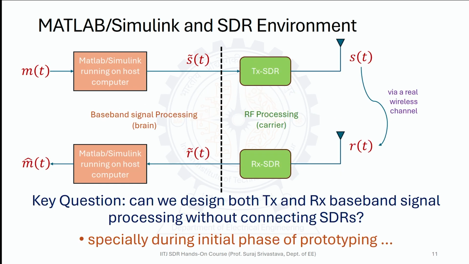Because this S tilde t will be given to the TX SDR, it will generate ST, then this signal ST will be propagated over the wireless environment, received at the receiver side antenna, and then the receive SDR will convert this RT into R tilde t. So to get this R tilde t from the real wireless environment, you have to use TX SDR and RX SDR. Now it's clear that to generate S tilde t, we don't need TX SDR, but to get R tilde t, we need both TX and RX SDRs.